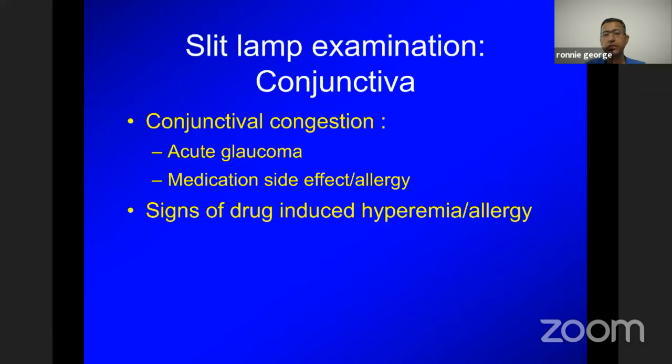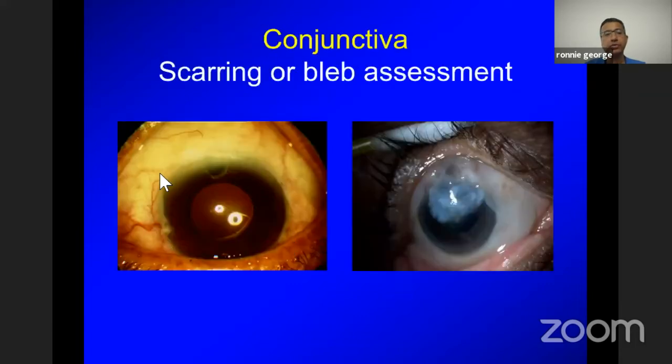What's also important is to take a look for a bleb. You might see a completely scarred conjunctiva with a flat bleb, with a small, tiny peripheral iridectomy there, which you may even miss on evaluation. Something which is like this, which is a large overhanging bleb, is of course more difficult to miss.